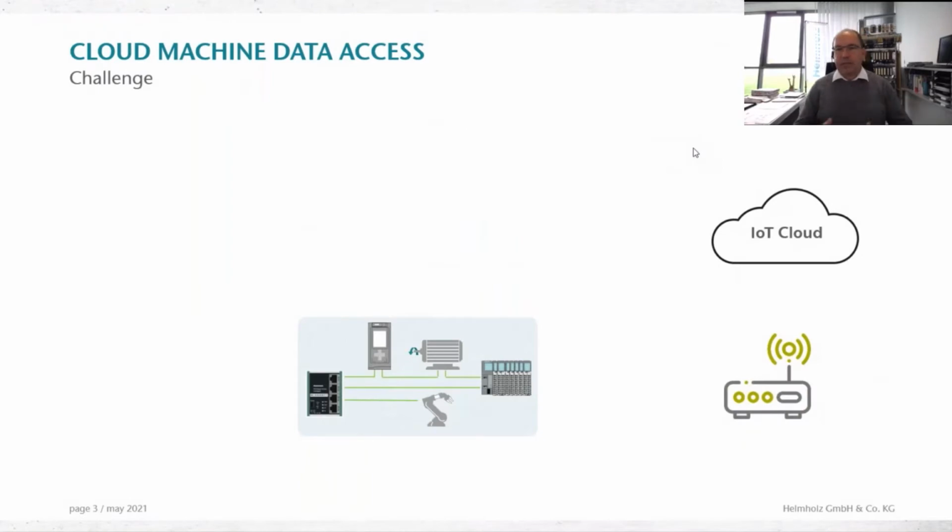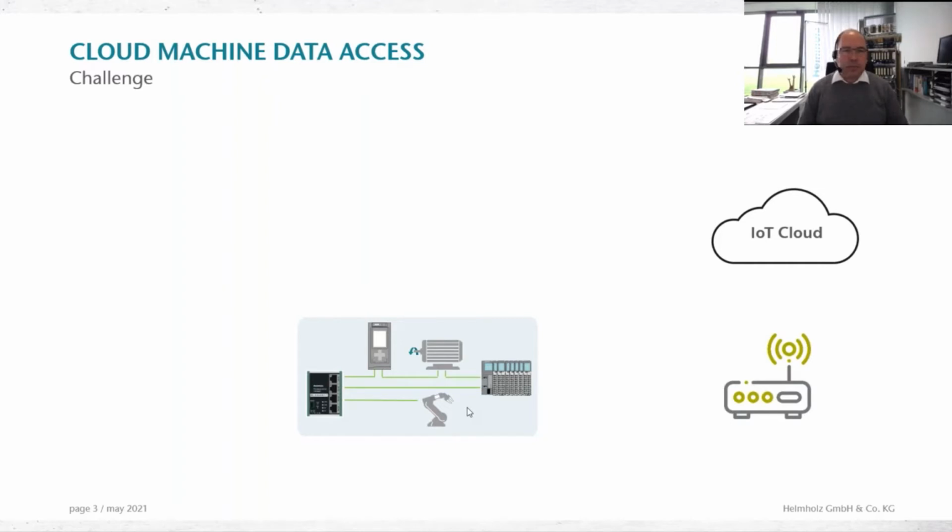What is the application? What is the need we have here? It's about data access: getting data from a machine to the cloud. I have here a picture of a small machine with a PLC and some devices, and I now want to get data to the cloud. This is a typical application, a typical need of many customers at the moment.